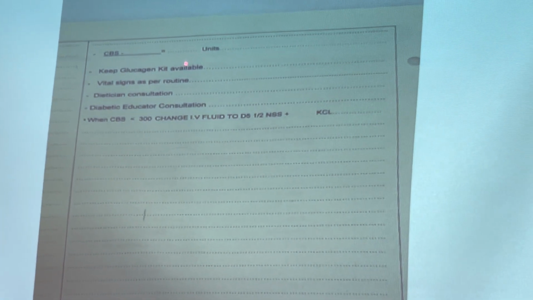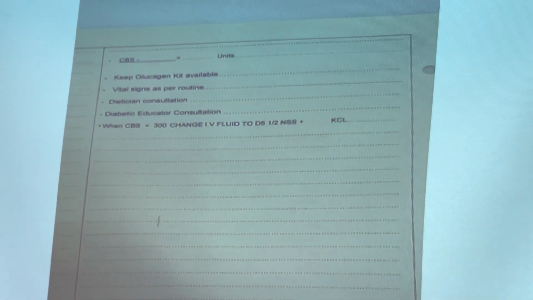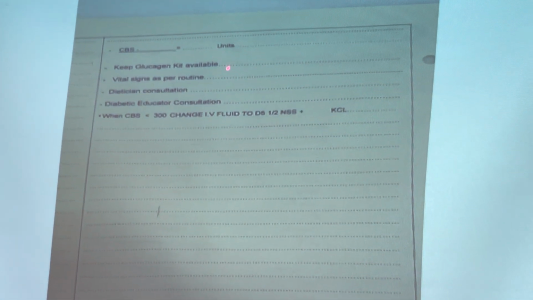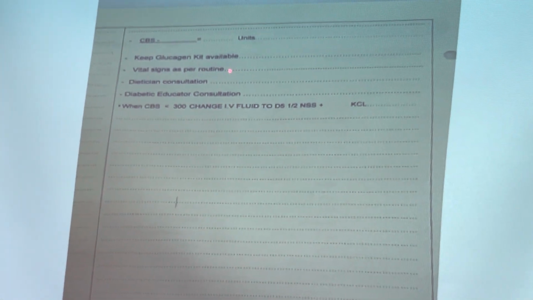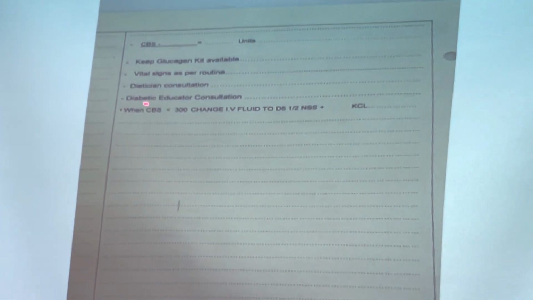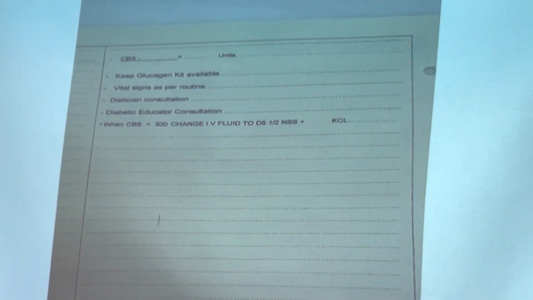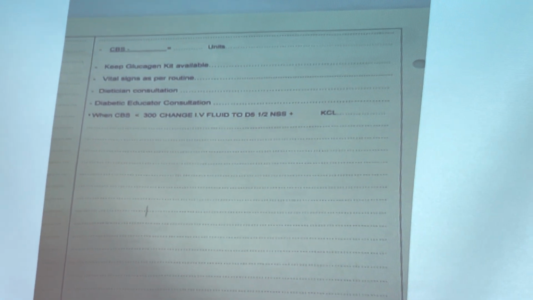And here's the rest of the sheet. This is the correction: CBS minus the target over sensitivity, like Latifa said. This is according to the doctor. We have a different protocol for every patient. Some patients minus 100 over 100, minus 150 over 100, minus 100 over 50, whatever. According to the doctor, keep glucagon. We should have insulin for every patient, vital signs per routine, dietitian consultation, diabetic educator. Please, we have to inform for every patient. The dietitian should know about the patient within 2 hours of admission. Please just inform her so she can make the card, so she can know the patient is here, and also the diabetic educator. Okay?